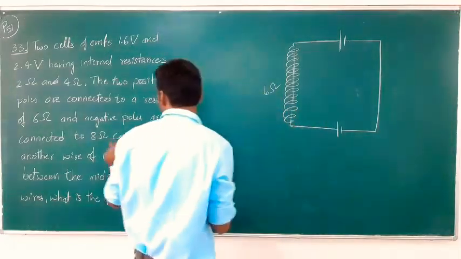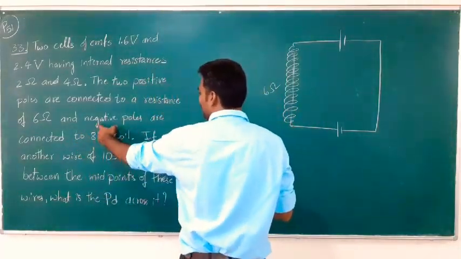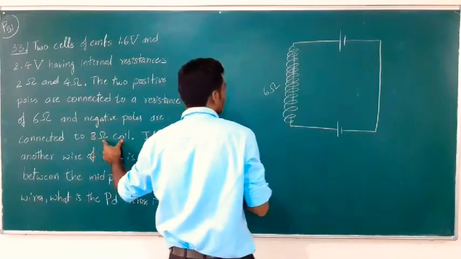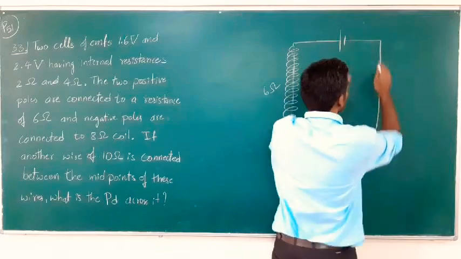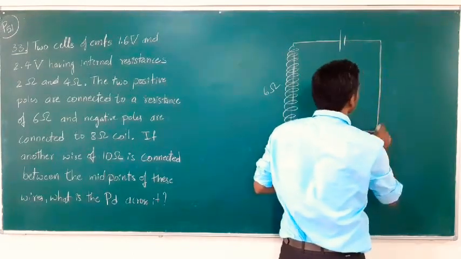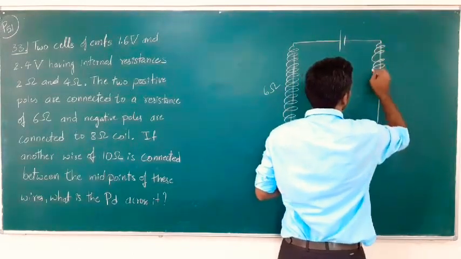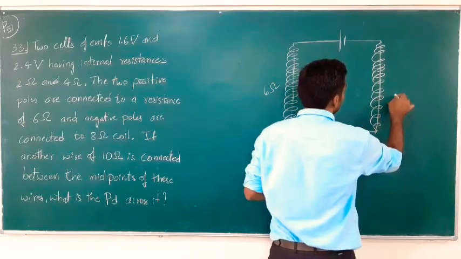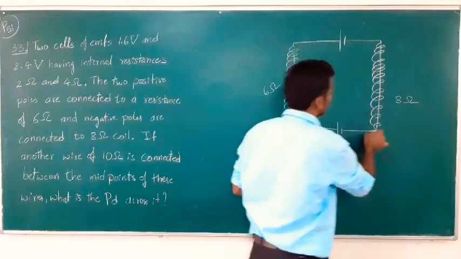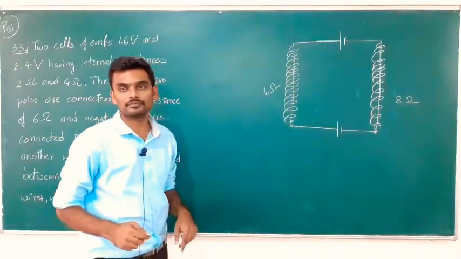Right. Next, what I have is negative poles are connected to 8 ohm coil. Okay, so the negative poles are connected to what? Negative poles are connected to 8 ohm coil, right?